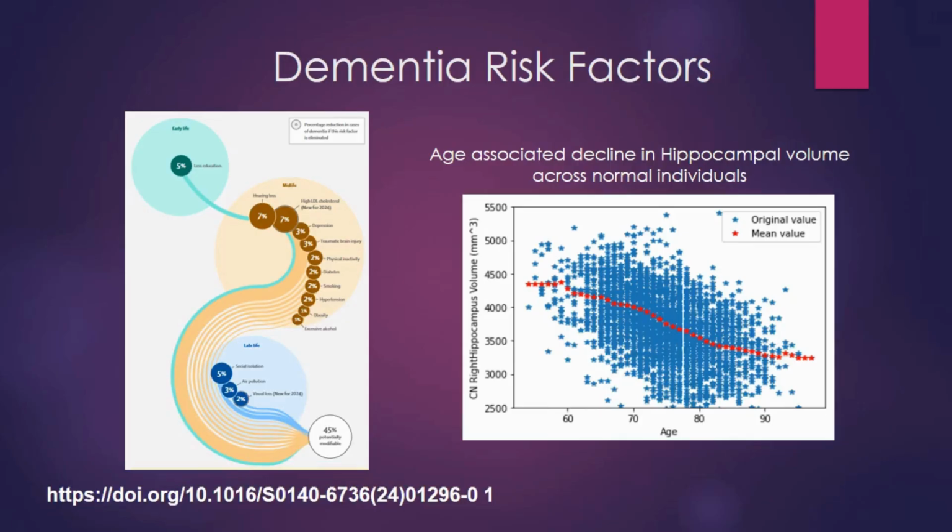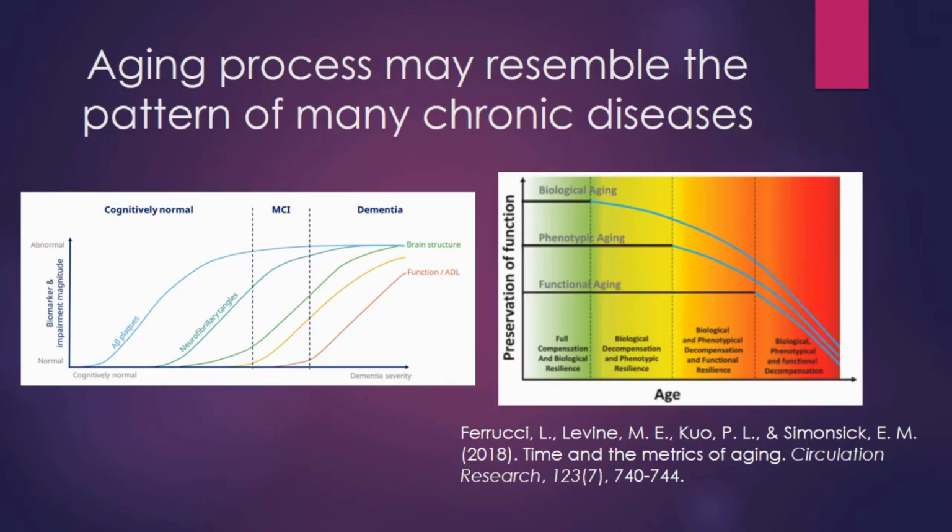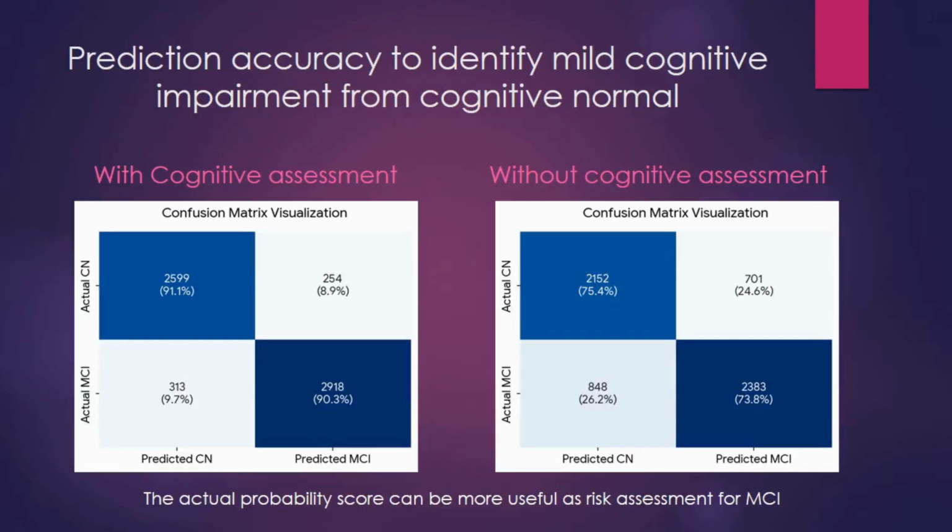This slide displays the age-related decline in right hippocampus volume and maps out modifiable dementia risk factors across early, mid, and late life. Aging process may resemble the pattern of many chronic diseases. This suggests the trajectory of aging mirrors chronic disease, illustrating that molecular-level changes happen decades earlier before structural and functional changes manifest. Prediction accuracy to identify mild cognitive impairment from cognitive normal individuals.